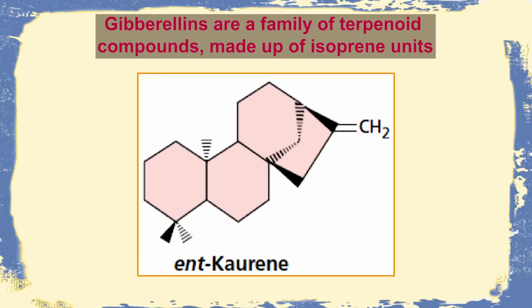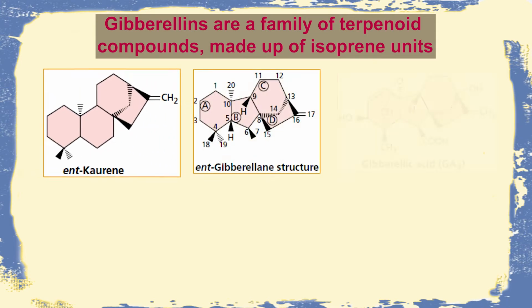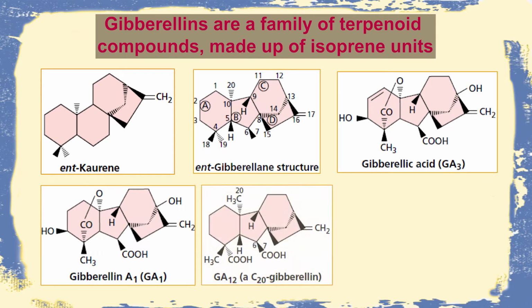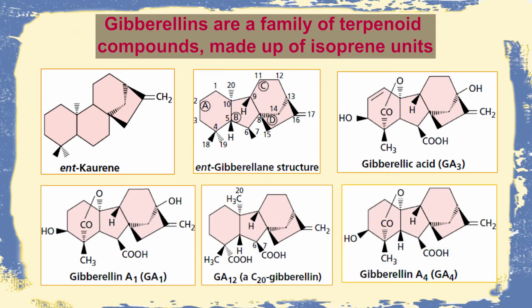Hello viewers, today we are going to talk about the plant hormone gibberellin, which is the main regulator of elongation of the stem. Now, gibberellins are a family of terpenoid compounds made of isoprene units. They have a basic ring structure which is called ent-kaurene, and all the members of the family are structurally related. Now, there are several gibberellins isolated, more than 100 from different plant species as well as bacteria.